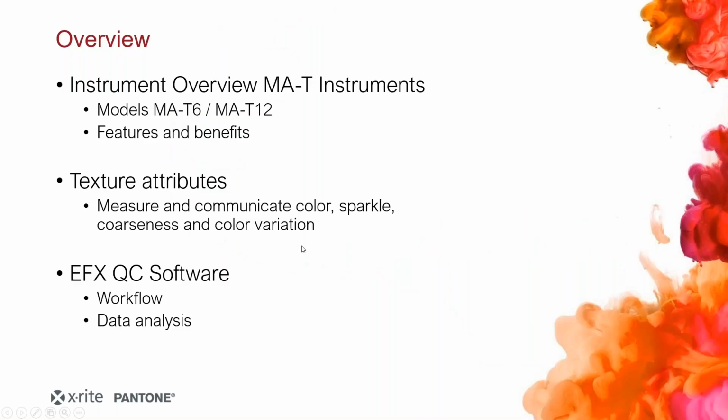First, I'm giving you an overview about the topics. We will talk about the MAT models, the differences between the MAT6 and MAT12, the features and benefits. We'll talk about the texture attributes and how to measure and communicate color, sparkle, coarseness, and also color variation, which is a new value available in our EFX QC software. And lastly, we talk about a training workflow that I set up. It's an automotive workflow where you can have some deeper insights into the EFX QC software and how to analyze data within the software and the possibilities.